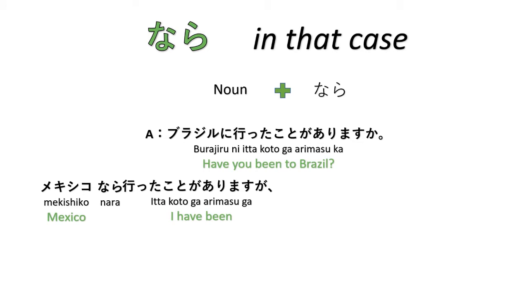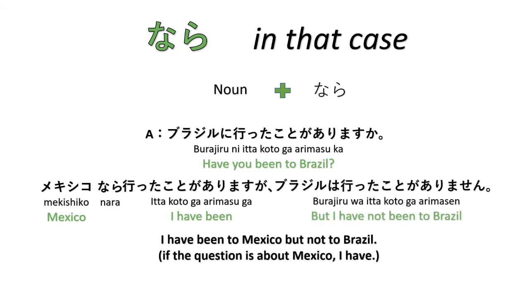Mexico nara itta koto ga arimasu ga, Brazil wa itta koto ga arimasen. I have been to Mexico but not to Brazil. Or in another translation, if the question is about Mexico, yes, I have, but I have not been to Brazil. This nara puts Mexico in a positive light and in contrast with Brazil, which the question was originally about.